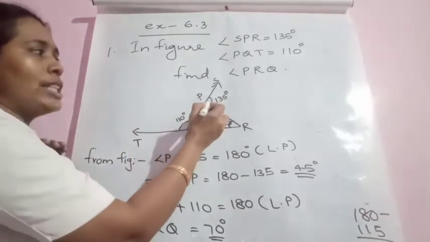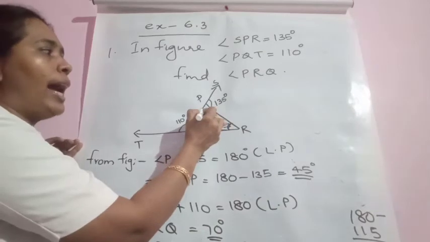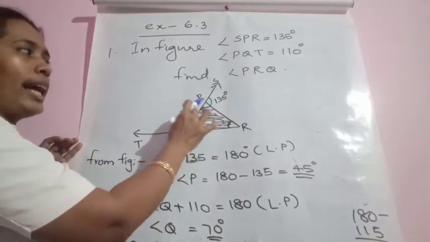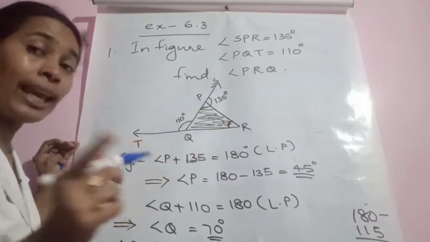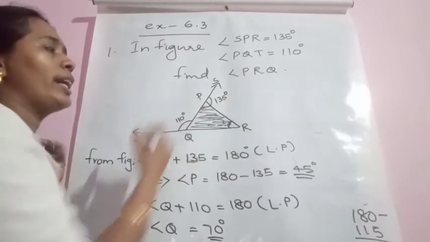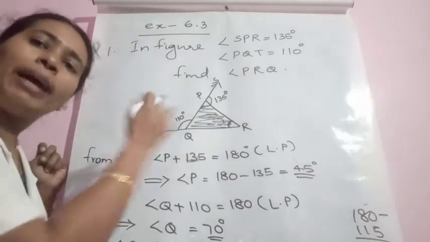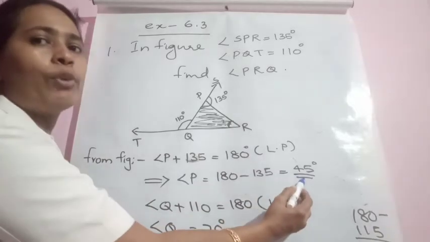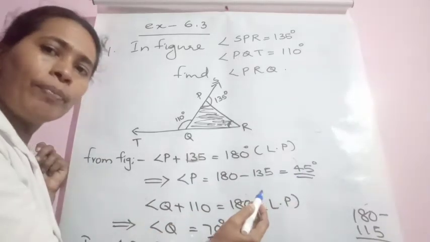What is the relation between angle P and its exterior angle? Angle P and its exterior angle together form a linear pair. So, if you know one, how to find the other one? 180 minus 135 is equal to 45 degree.